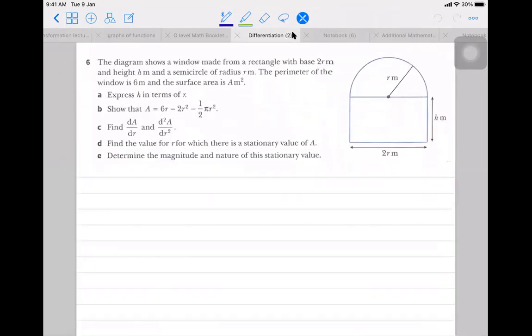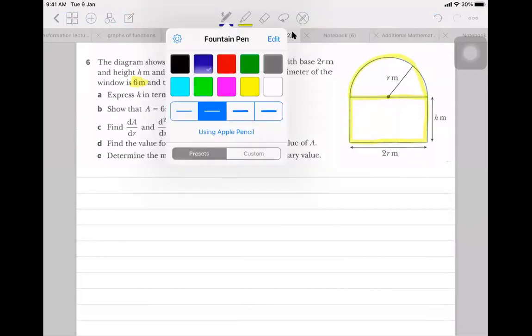The diagram shows a window made from a rectangle with base 2r and height h and a semicircle of radius r. The perimeter of the window is 6. So the perimeter comprises the rectangle plus the arc length, and the perimeter is given to you as 6. You need to express h in terms of r. So I'm going to use the information about the perimeter first.